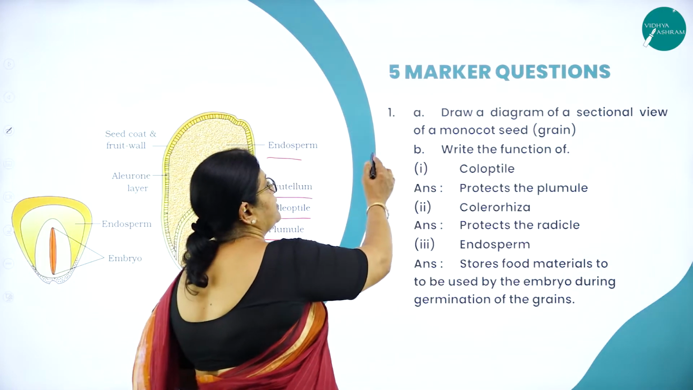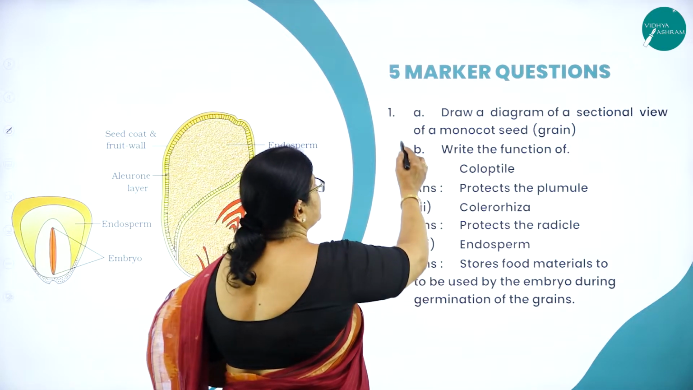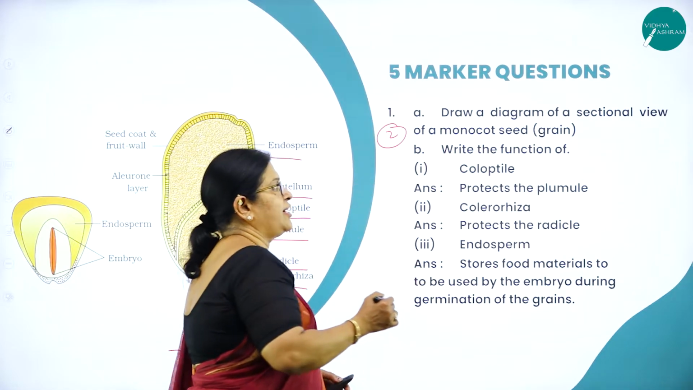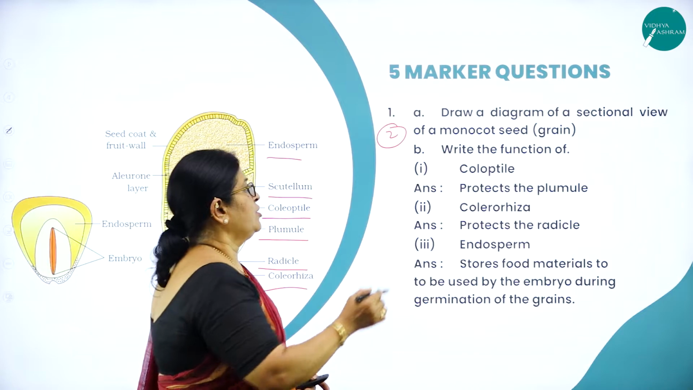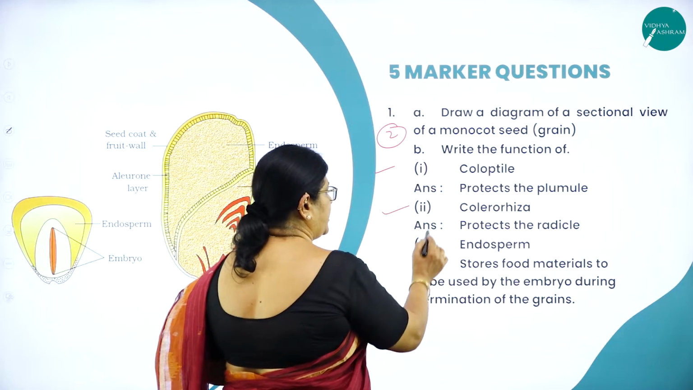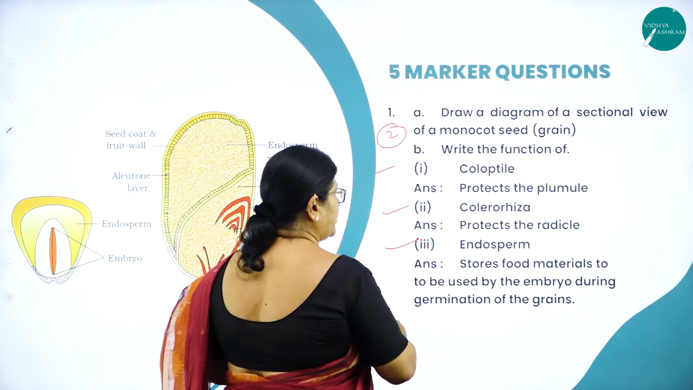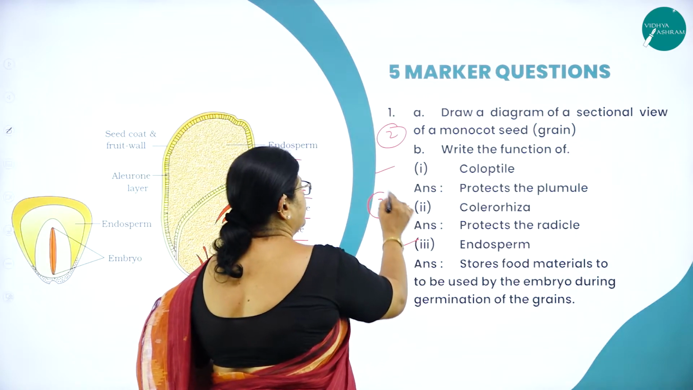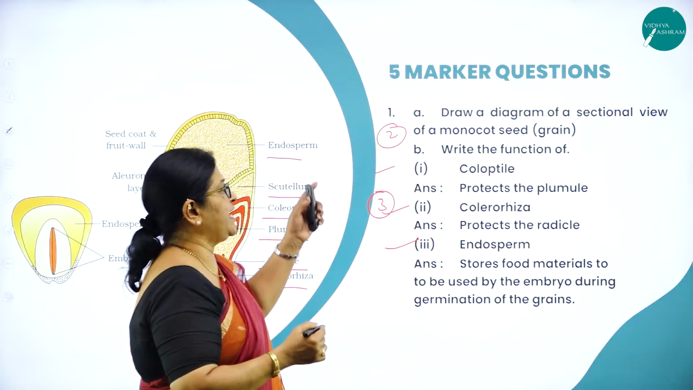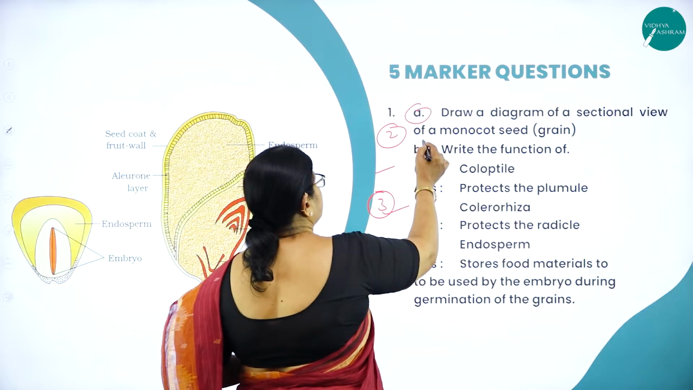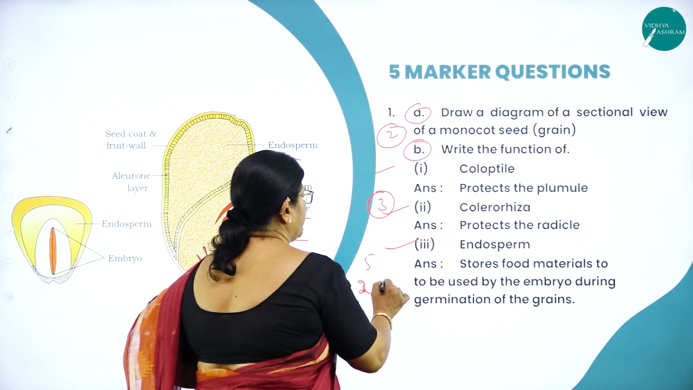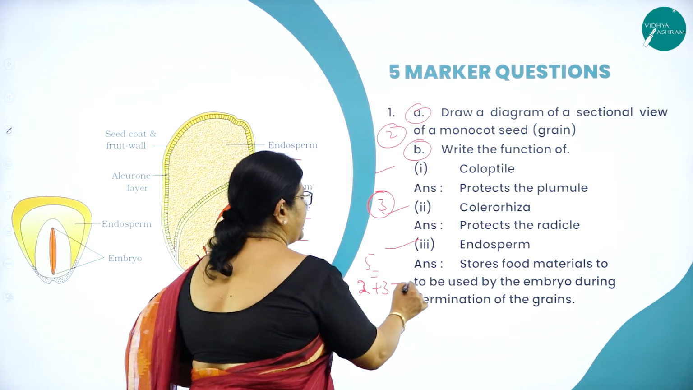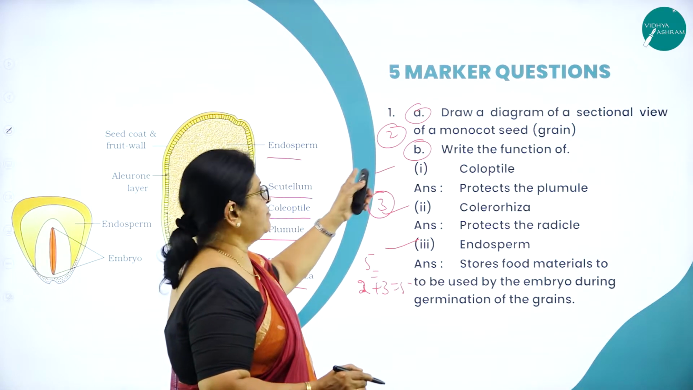So here it is a 5-marker question. So this is asked for 2 marks: draw a diagram of a sectional view of a monocot seed. Write the function of coleoptile, coleorhiza, endosperm, right? For this you will get 3 marks. So it is almost like a split question, A and B. So A is 2 marks and B is 3 marks. So as I said, for 5 marks, you may get 2 plus 3. That is for 5. So diagram 2 marks.